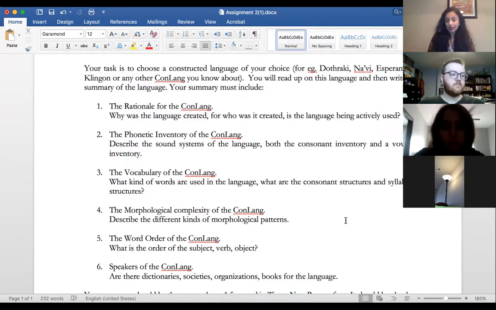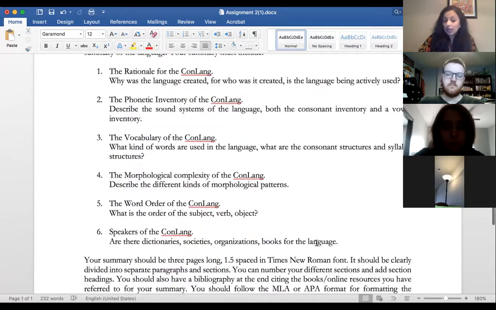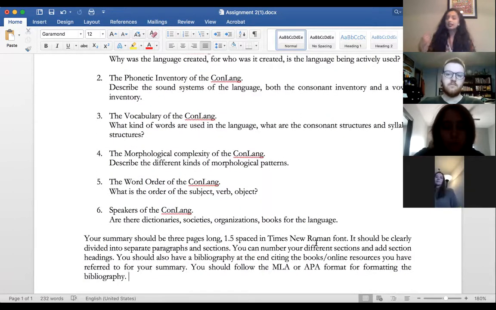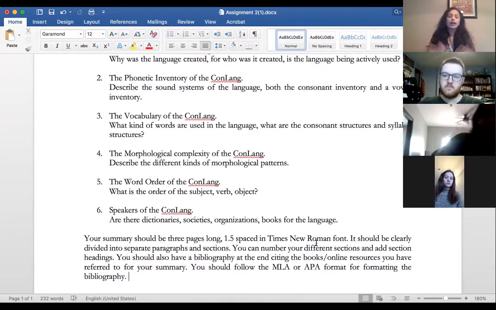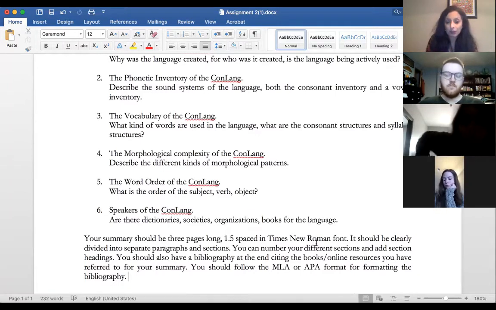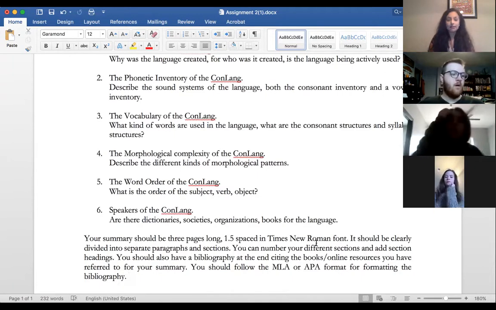The vocabulary of the constructed language, give me some words of that language. By doing so, you're actually looking at how you can create these languages, create a constructed language of your own. The morphological complexity, so is it using compounding? Is it using agglutinating? Is it a fusional language? Those kind of morphological patterns that we looked at last week.